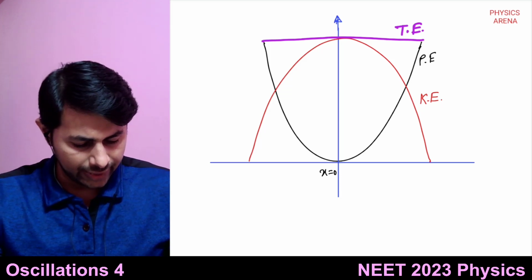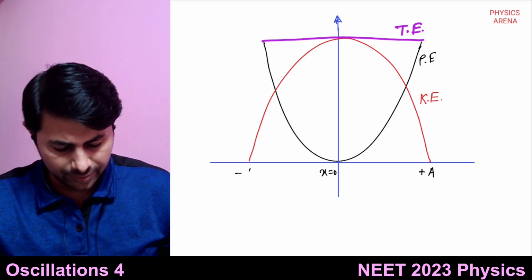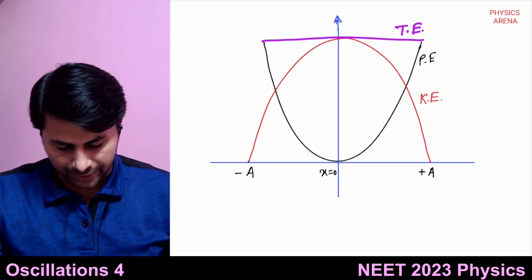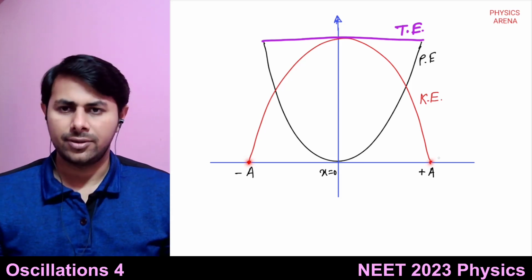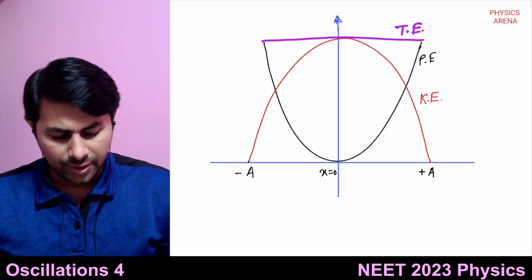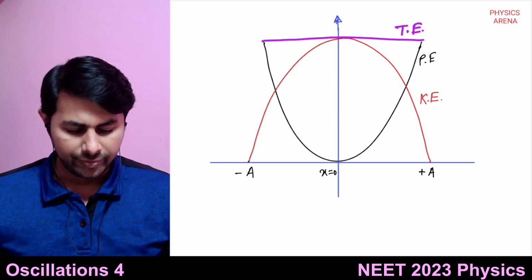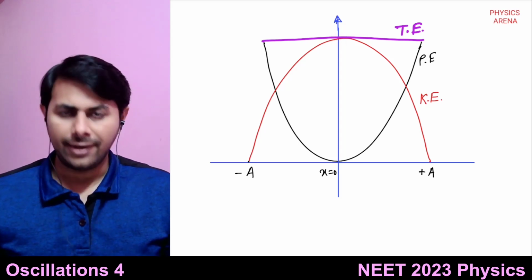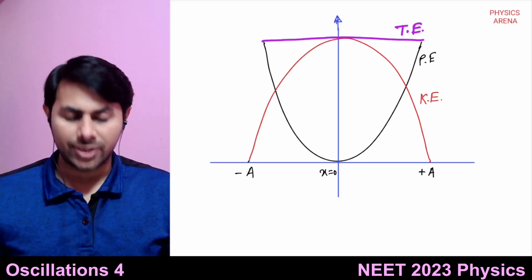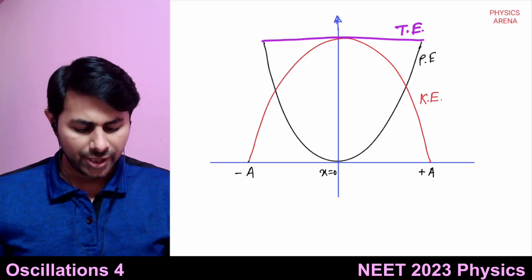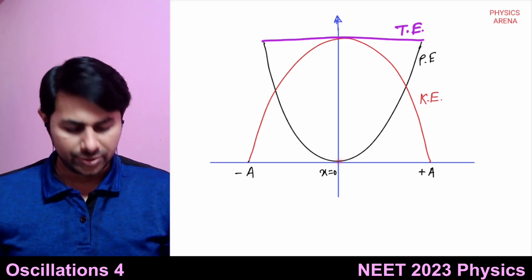So at x equal to plus or minus a, kinetic energy is minimum, that is, velocity is equal to 0. It is maximum here at x equal to 0, because speed is maximum at x equal to 0, that is the mean position, and potential energy is minimum at x equal to 0.